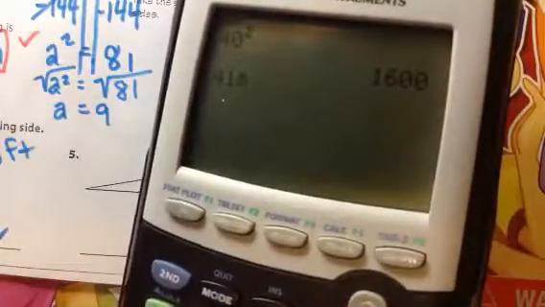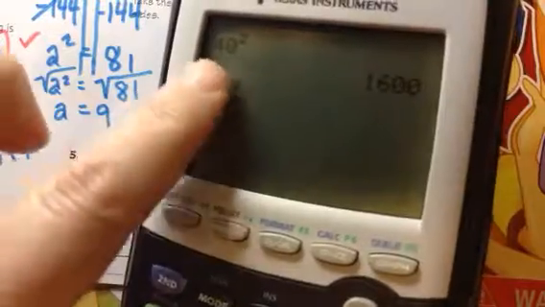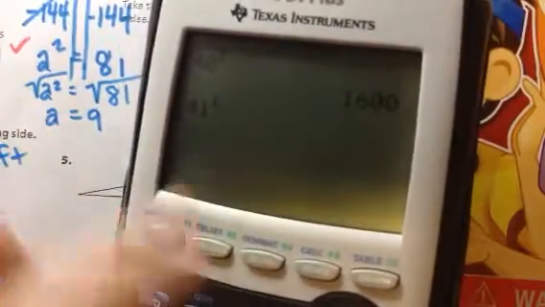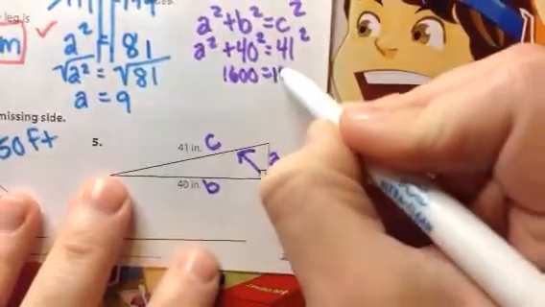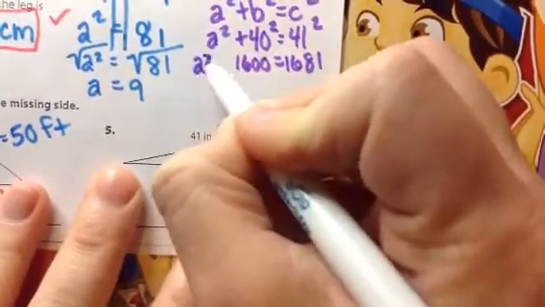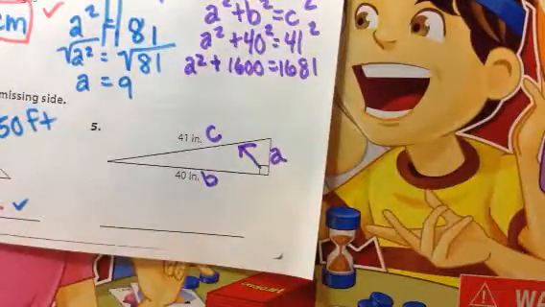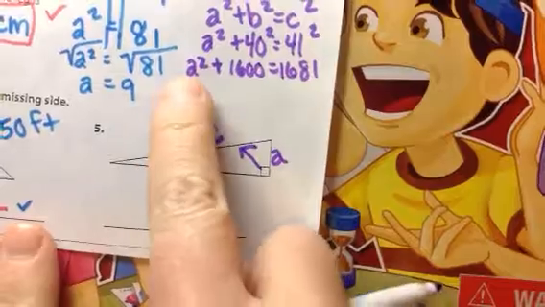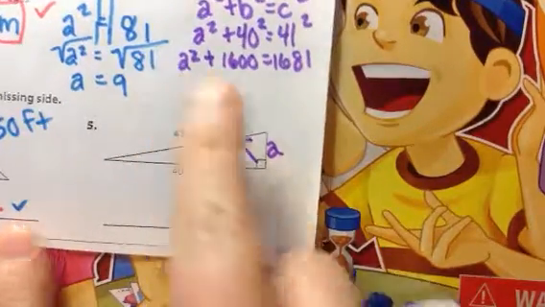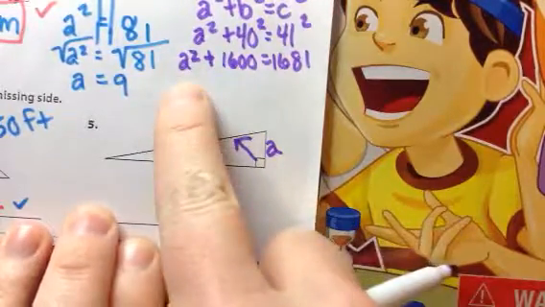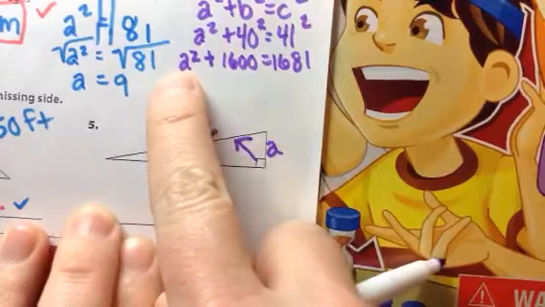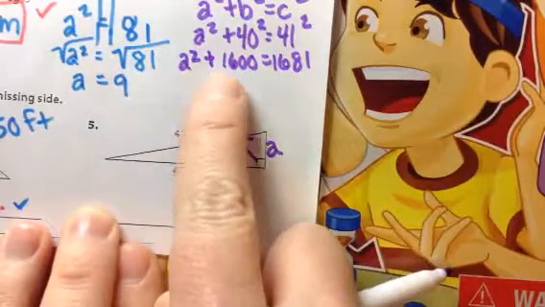I'm going to do 41 squared, and that's, what's that? Oh gosh. 41 squared is 1,681. Okay, so I've still got my a squared and a plus up there in the front. Now, I'm trying to solve this equation for the variable a. I want a to be all alone so I can know the length of the side. So it's being squared. That's like attached to it. Leave that for last.